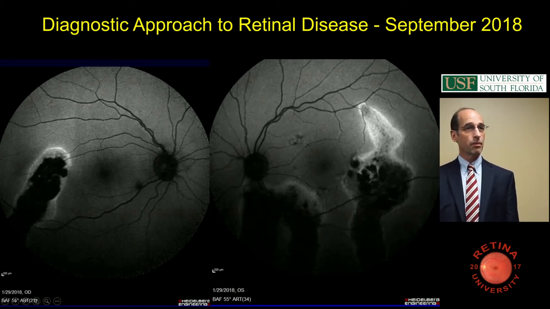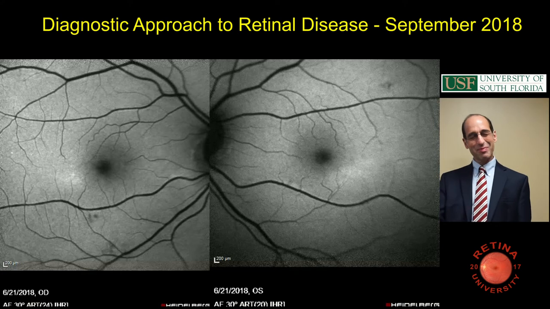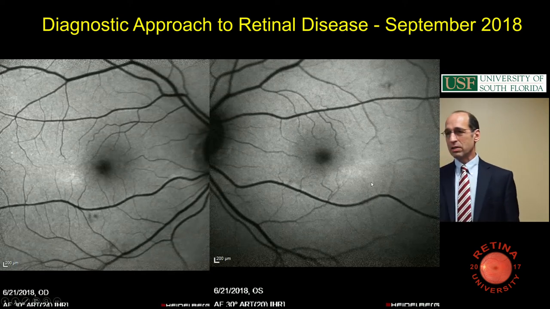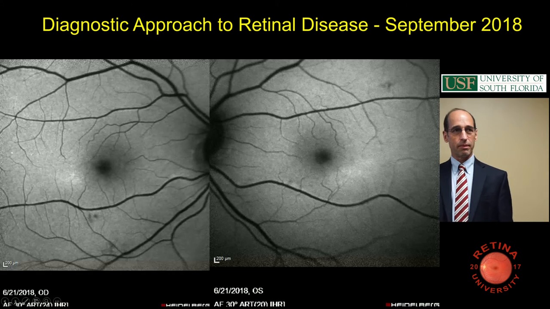Last slide real quick. This is abnormal here? Yeah. It's very subtle, but that's all you're going to get in Stargardt. Plaquenil toxicity. The little bright area, which I can't see here, but it should be about there. Yeah, I can sort of appreciate that. Yeah, there's a little brightness inferotemporally in both eyes.